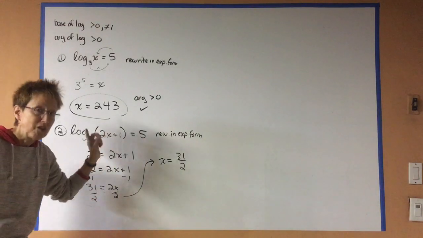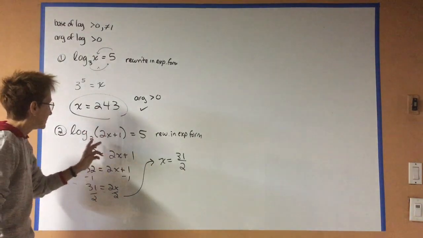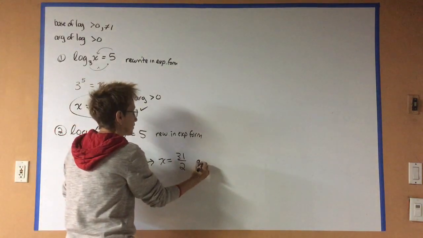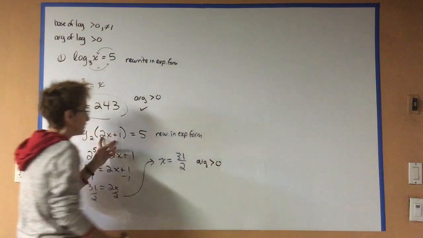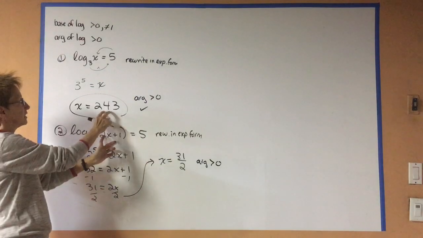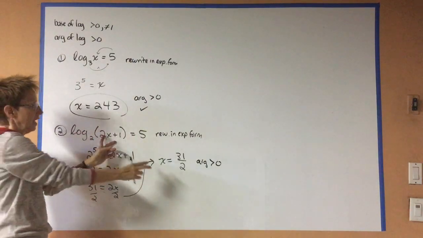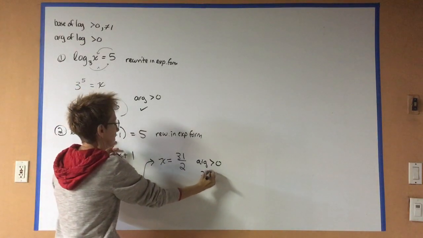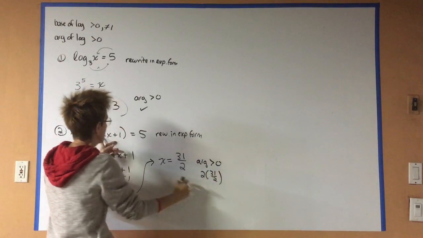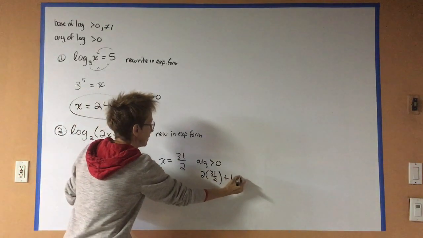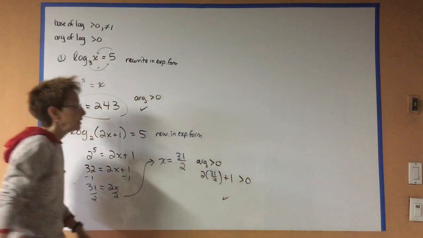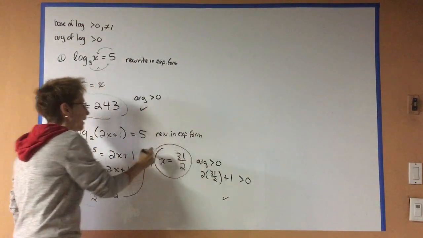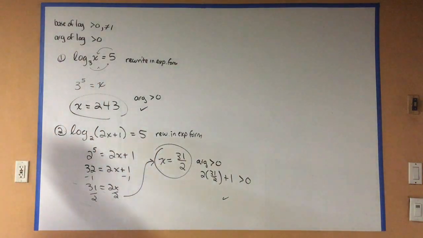So now, it was a log equation. Where's the x in this log equation? It's in the argument. So you need to go and check and make sure that the argument is greater than 0. So now I have this was the argument, so it wasn't hard to check. I have a little more checking to do here. In other words, I need to make sure that 2 times 31 over 2, which is what x is, plus 1 will be greater than 0. And yes, it's going to give me 32. So yes, it is greater than 0. So I can now go and circle my answer and feel good about it.